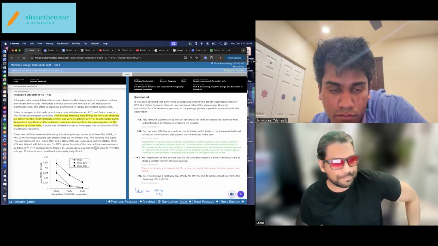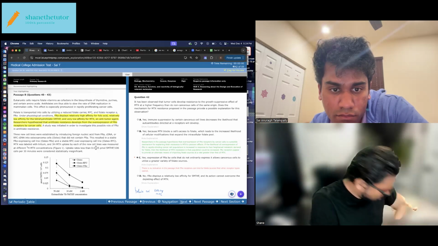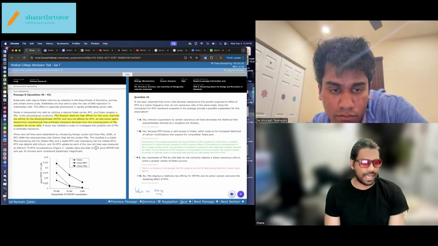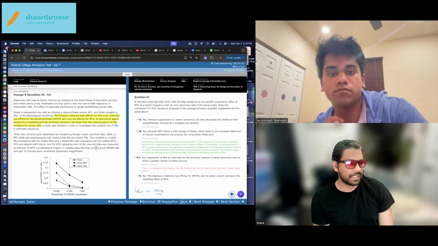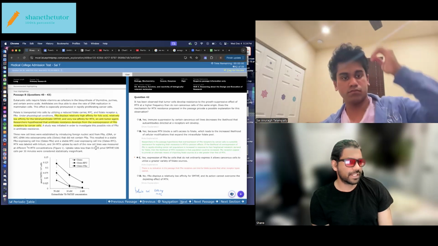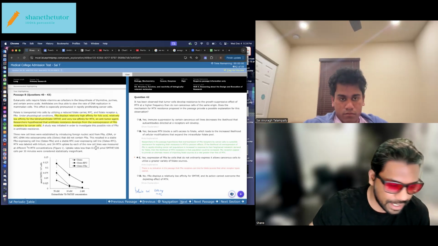Sorry. So, let's see. Okay, researchers hypothesized that antifolate resistance develops from the overexpression of these receptors by cancer cells.